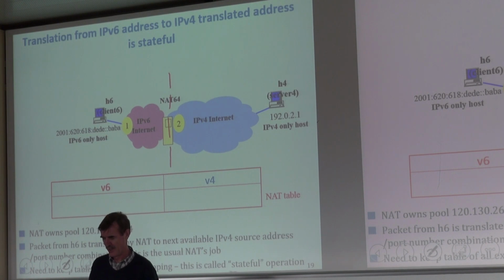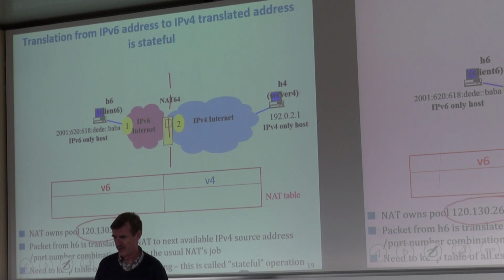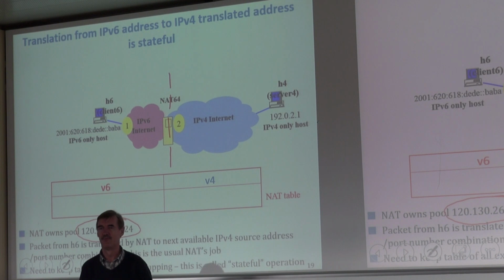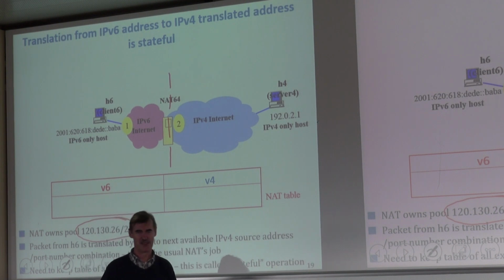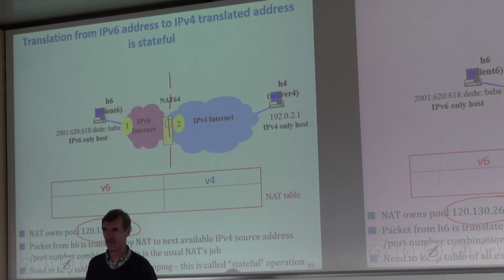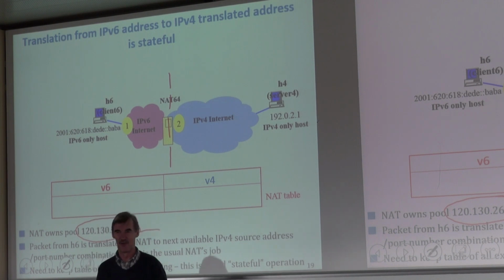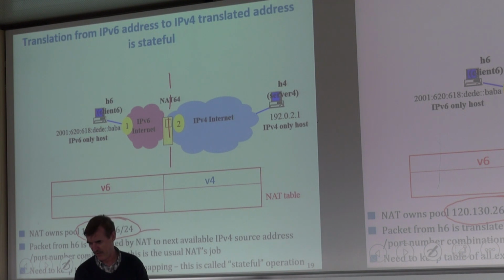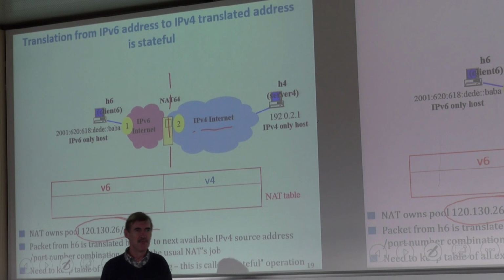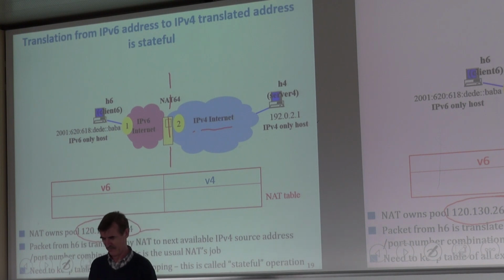Let's see how it works exactly. In this example, I assume that the NAT pool is 120.130.26/24. So we have a fixed prefix of 24. That means we have 8 bits, so 256 IPv4 addresses. That means we have used 256 addresses of the IPv4 internet. If we don't have them, it won't work. And the entire IPv6 internet will be mapped to that space.